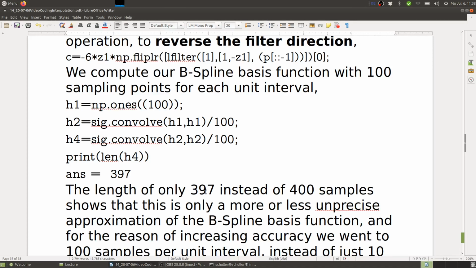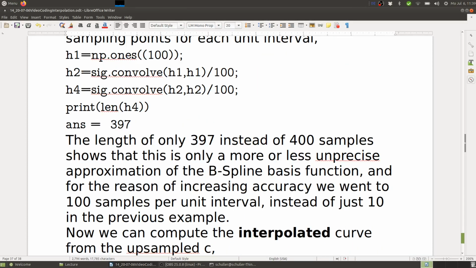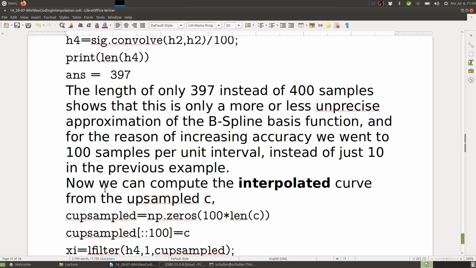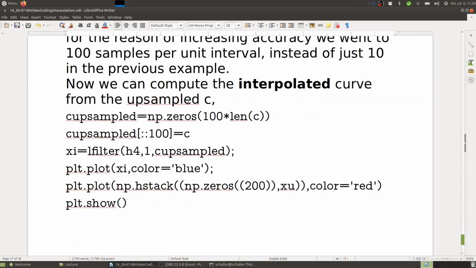The length is only 397 instead of 400 samples, and this shows that this is only a more or less imprecise approximation of the B-spline basis function, right, a numerical approximation. And for the reason of increasing accuracy, we went to 100 samples per unit interval instead of just 10 in the previous example. So now we can compute the interpolated curve from the upsampled compensated image C.